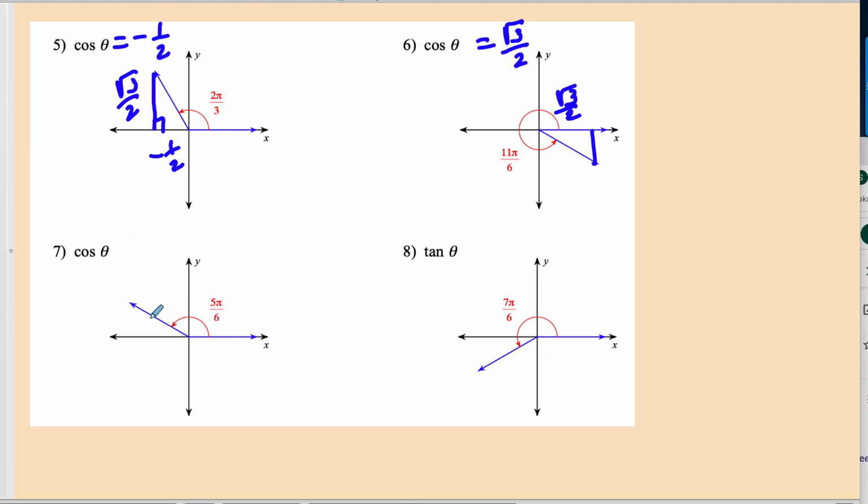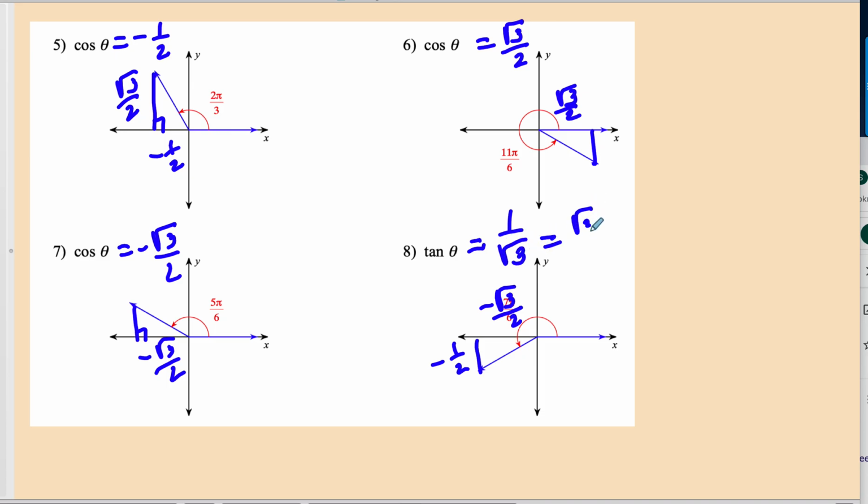Here I'm looking for the x coordinate again. The x coordinate is going to be long, which is negative root 3 over 2. And so that's negative root 3 over 2. And over here, our short leg is negative 1/2. Our long leg is the x coordinate, which is negative root 3 over 2. We're going to do sine over cosine, so this will be over this, and that will end up being 1 over root 3. You can leave it that way, or you can write it as root 3 over 3.